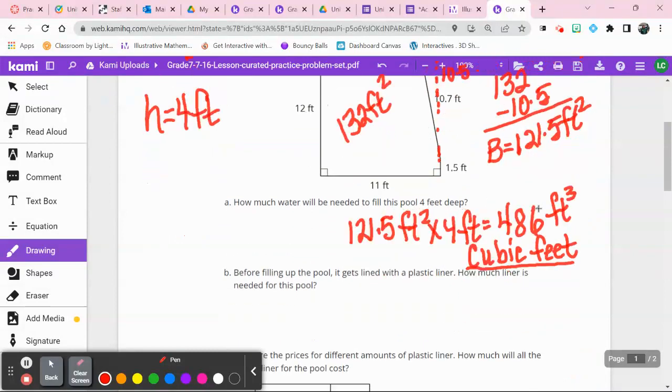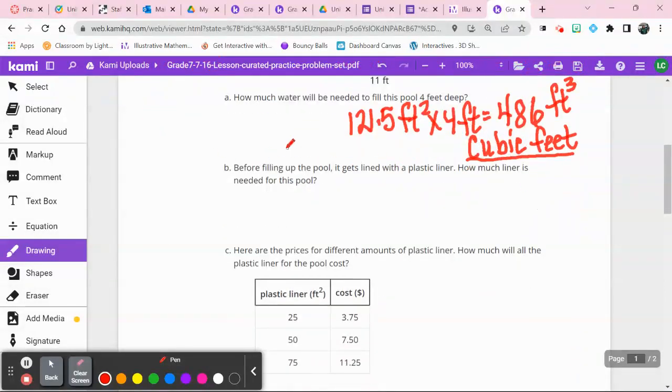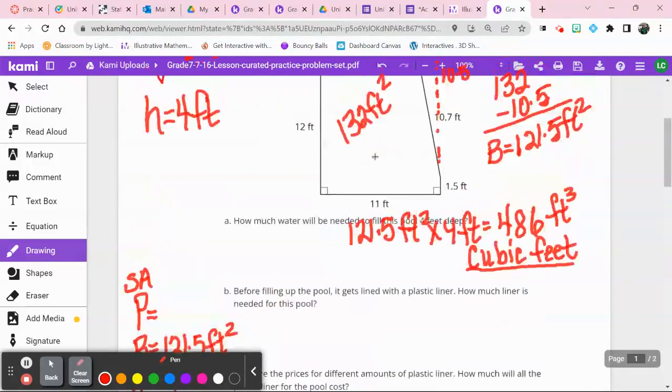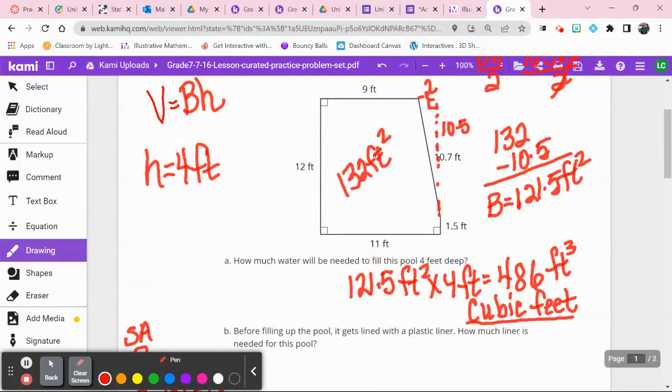All right, we go to question 2, or B. Before filling this pool, it gets lined with a plastic liner. Well, that's surface area. And if I'm lining a pool, I'm obviously not doing the top, okay? So I'm going to need the perimeter of that base. I already have the area of the base, 121.5 feet squared, okay? And our H was 4 feet. All right, I need the perimeter of the base, so I'm going to go up there and get it. I'm going to add all those numbers together.